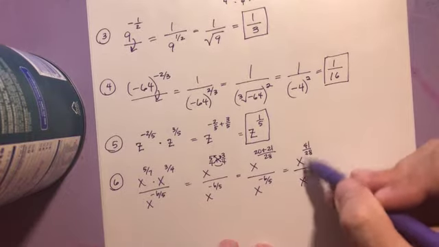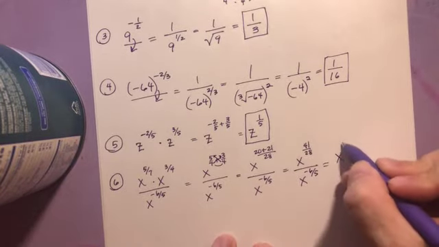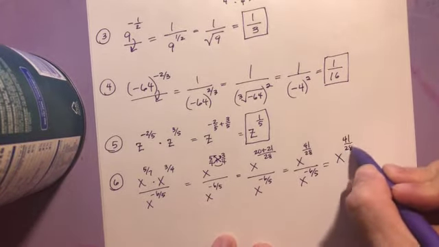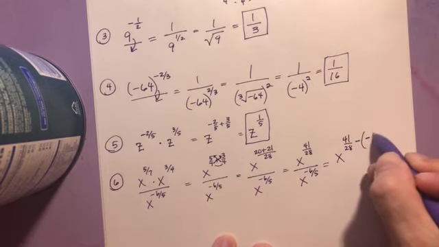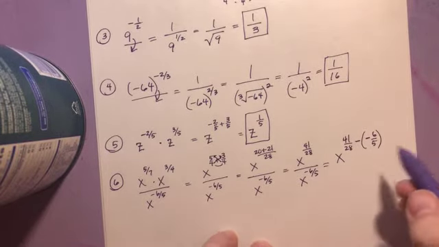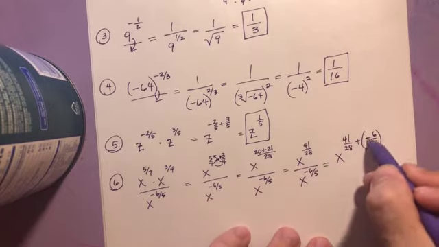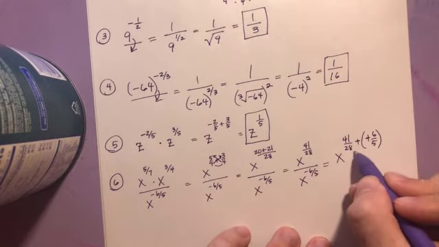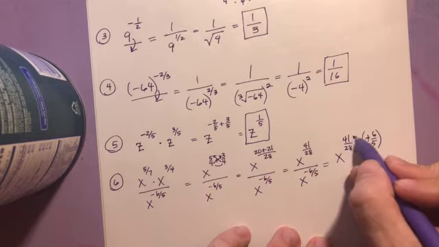Now, when I divide two things, I subtract. So I really am going to say 41 over 28 minus negative 6/5, like so. And the minus minus becomes plus. So now I have to find a common denominator again, multiply, cross multiply.